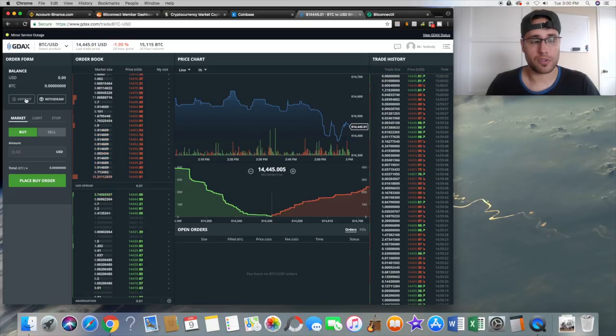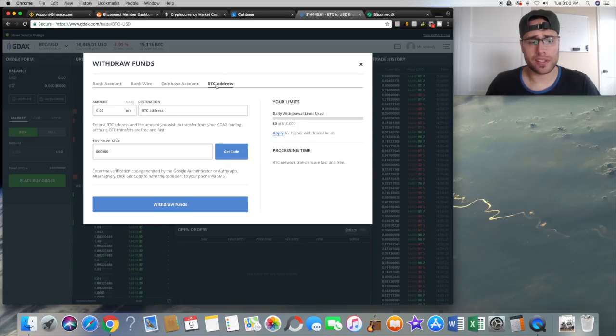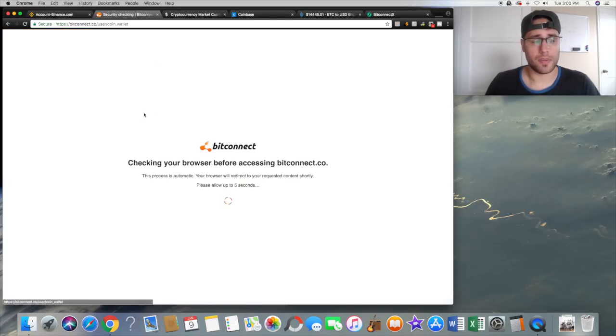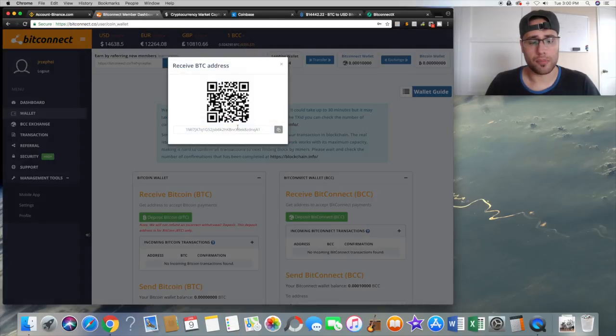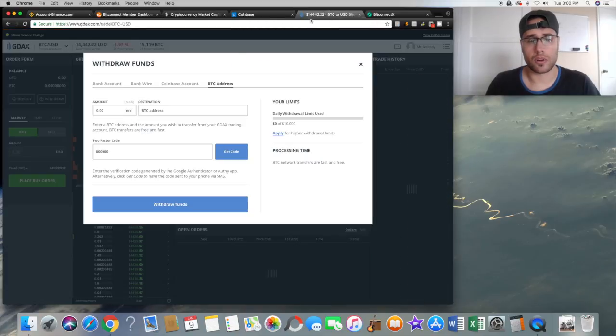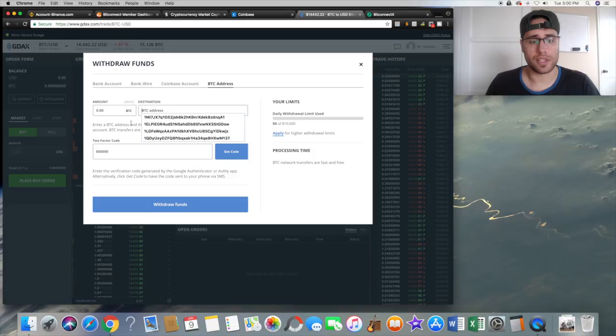So deposit, withdrawal. When you're hitting withdrawal and you're sending your BTC, you want to hit your BTC address, put in the destination where you're sending it to, copy and paste, and so forth. So if you're on Bitconnect, you go over to the wallet tab where it says deposit Bitcoin. This is where you're going to be copying and pasting that address, and that's where you're going to be pasting it into this destination here. Put in the amount, get that two-factor code in, withdraw funds, good to go.